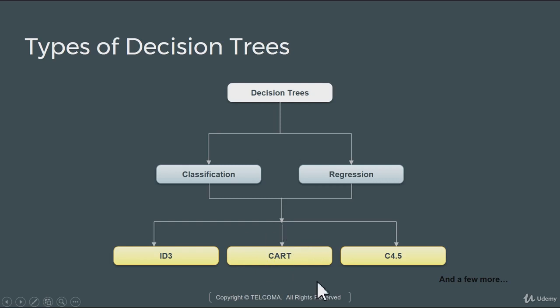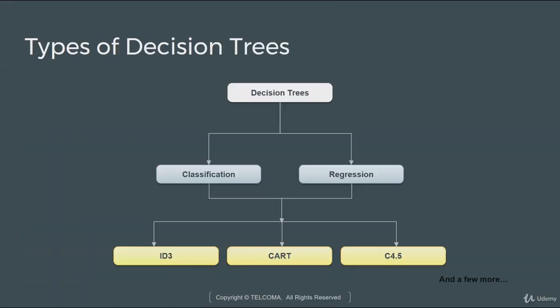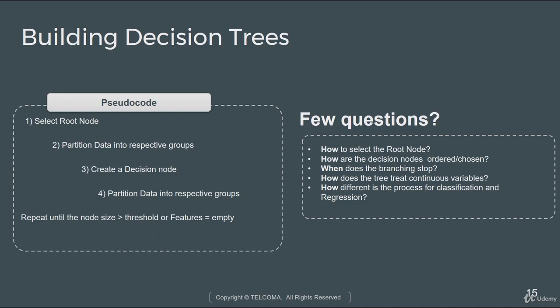implementation. Now, let's take a simple example and understand those questions which we have missed in the first slide, like how is the root node selected, and how is it different when you're selecting for a regression use case and a classification use case. We already have understood the basic process. You're building a decision tree, you select the root node, you partition the data into respective groups, you create a decision node, again you partition the data into respective nodes, and you keep repeating this till the node size is greater than the threshold or feature is equal to empty.